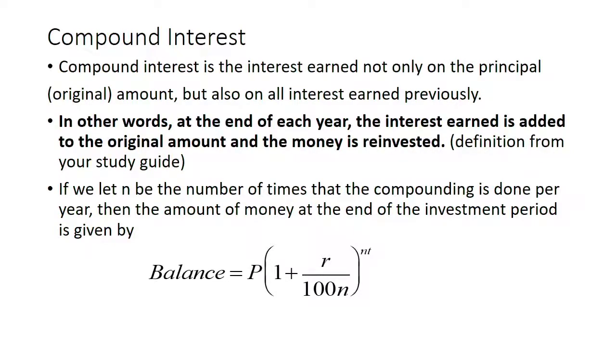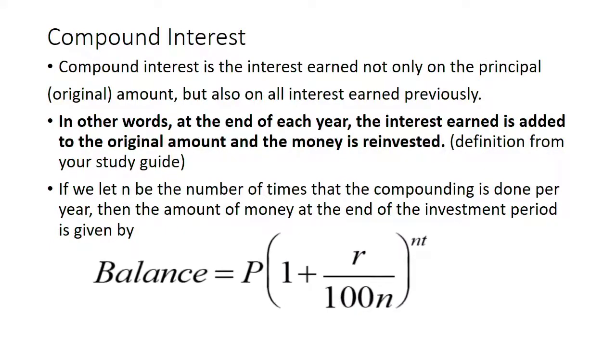Where, as I said, P is the original amount that you invested, R is the interest rate in percent, T is the investment period, the time over which you are investing your money, and N is the number of times that you are adding interest to your money. Then we obtain that formula there. This formula gives you the balance, not only the interest, but the balance that will be in your account at any given time t.